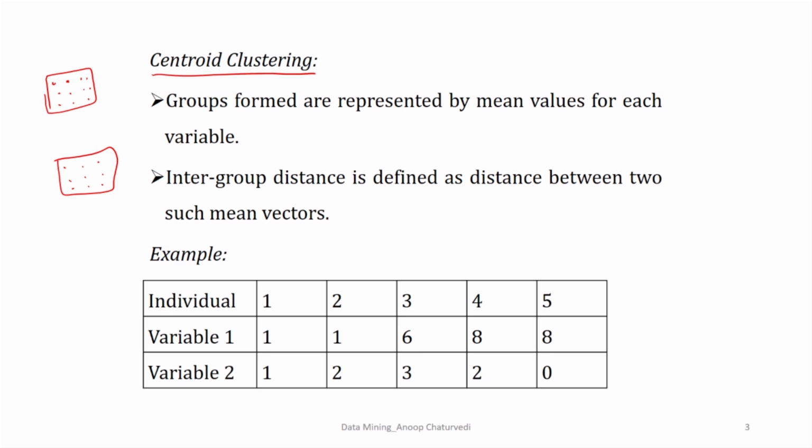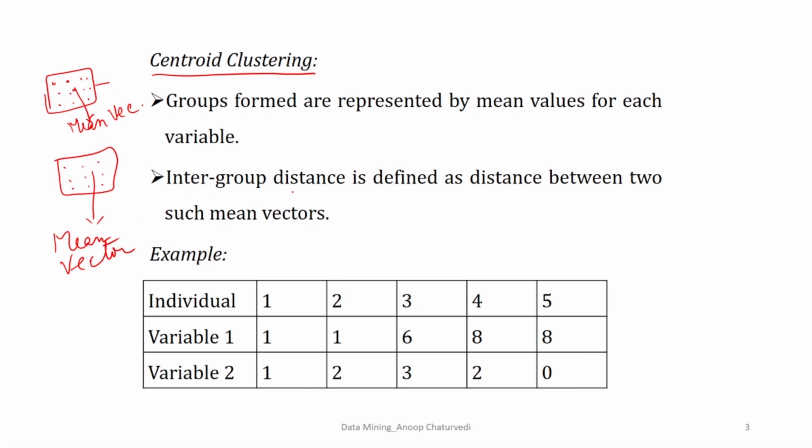Then what we do? We obtain the mean values for each variable. Say for group 1, we obtain mean values for each variable. So, ultimately we get a mean vector for group 1. Similarly, you can obtain a mean vector for group 2 also. Now, this group is now represented by the corresponding mean vector. And similarly, the second group is also represented by the corresponding mean vector.